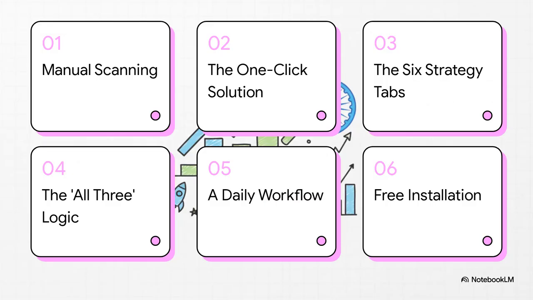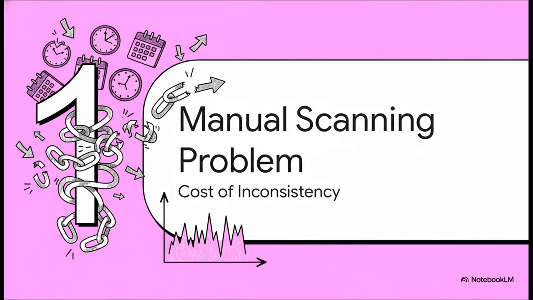So here's what we're going to cover. First, we'll talk about the real costs of manual scanning. Then we'll walk through the one-click solution and its 6 strategy tabs. We'll really dig into the logic behind the All 3 tab, map out a practical daily workflow, and finally, show you how to install it for free. Okay, let's start with the real problem with manual scanning.